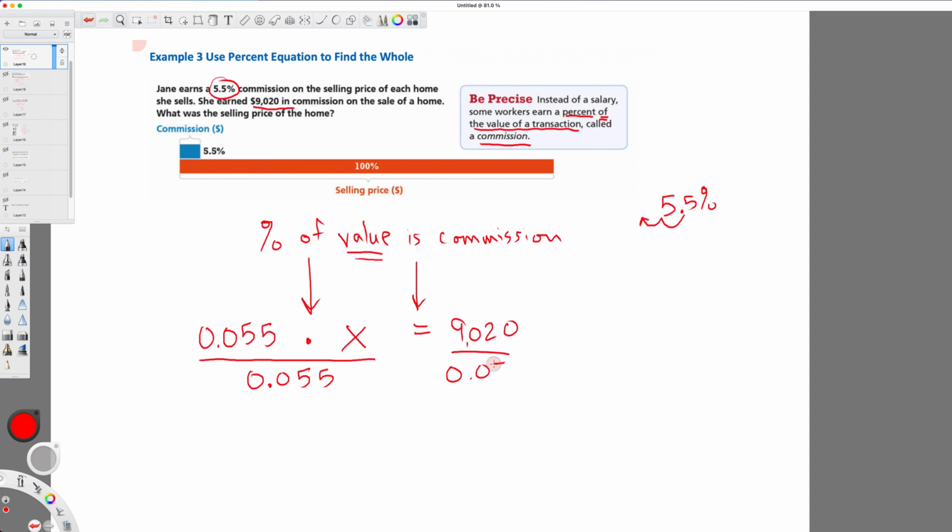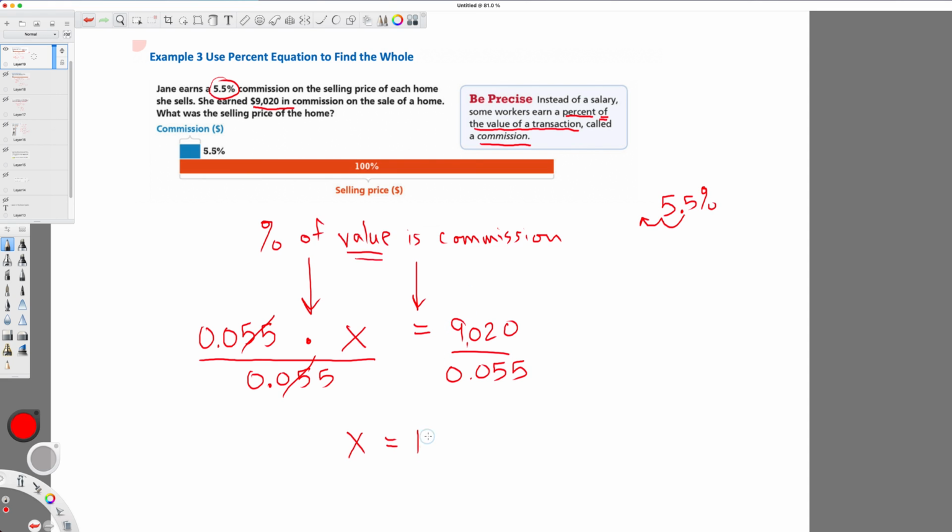And so again, every problem is either you're going to divide or you're just going to multiply. There's only 2 options really. You're going to either divide or multiply depending on where the missing piece is. If the missing piece is on this left side over here, you're going to divide. If the missing piece is over here, then you're just going to multiply the 2 pieces on the left. So I'm going to take 9,020 and divide it by 0.055.